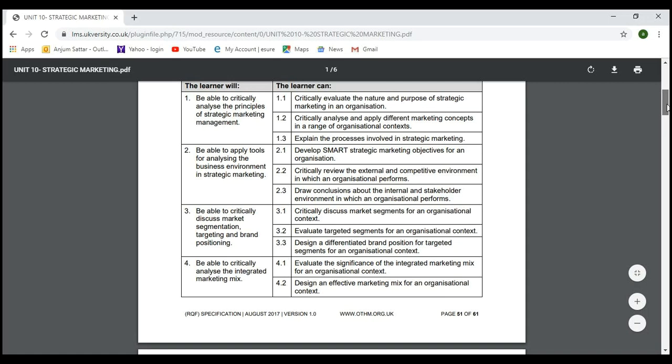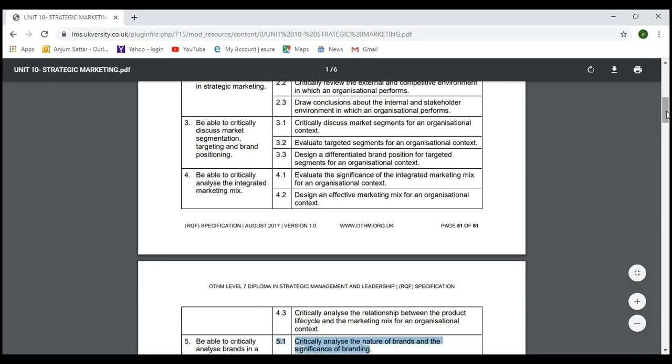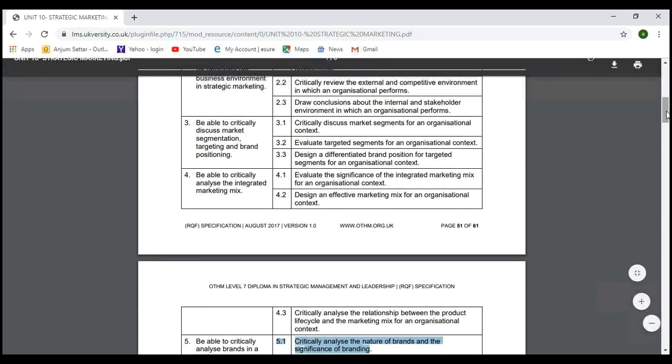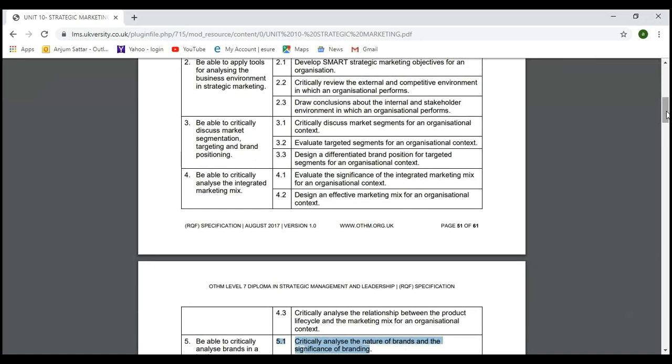We also covered how to critically discuss market segmentation. I mentioned different methods of segmentation. Segmentation means dividing the total market into smaller segments. We discussed segmentation on the basis of demographic, psychographic, and psychological factors, all in our lesson 3. We can't reach the whole market, so we segment so that we can target our product. We also discussed target marketing.